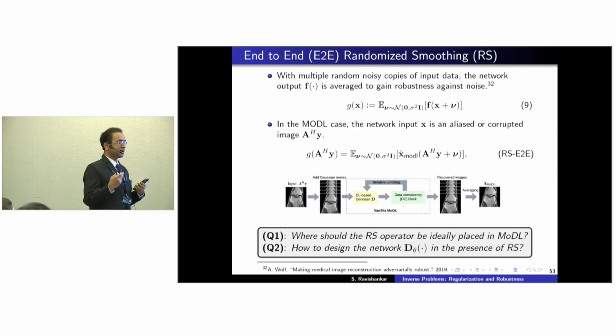The question in your mind should be, what are the components of the network that are robust? What are the components of my reconstruction network that are not robust? Let's try to understand that first, and then we can see which components we need to make robust. So that was kind of our research question. That is, where should this randomized smoothing kind of robustifying operation be introduced in a deep unrolled network architecture? And then how do you train the network in the presence of this randomized smoothing?